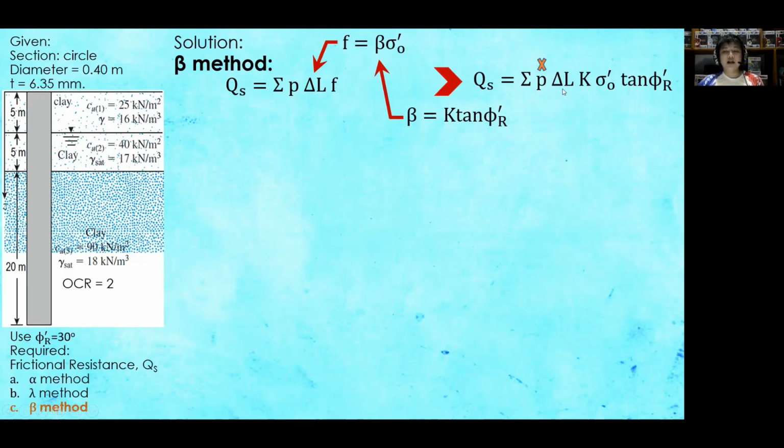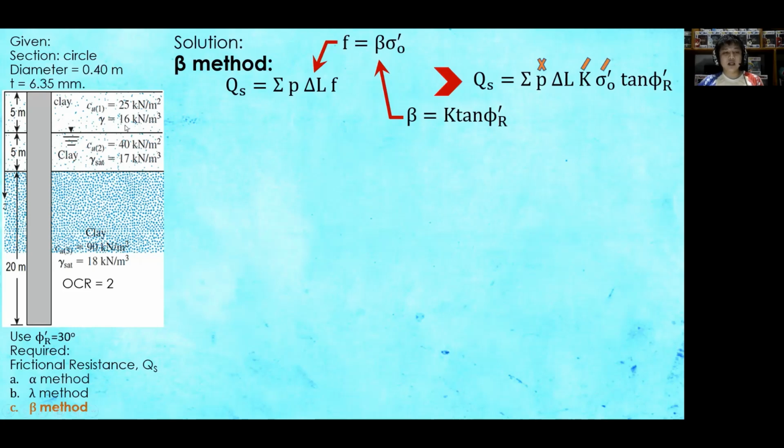Next, delta L is dependent on sigma O prime. So next to delta L is K. K is varying because the first 10 meters from ground surface, according to the problem, is normally consolidated, while the remaining is over-consolidated with an OCR value of 2. And next will be the sigma O prime. Sigma O prime is indeed varying due to the presence of different unit weights.